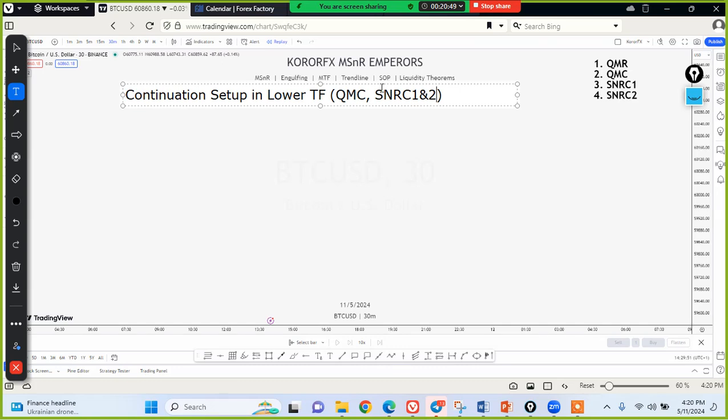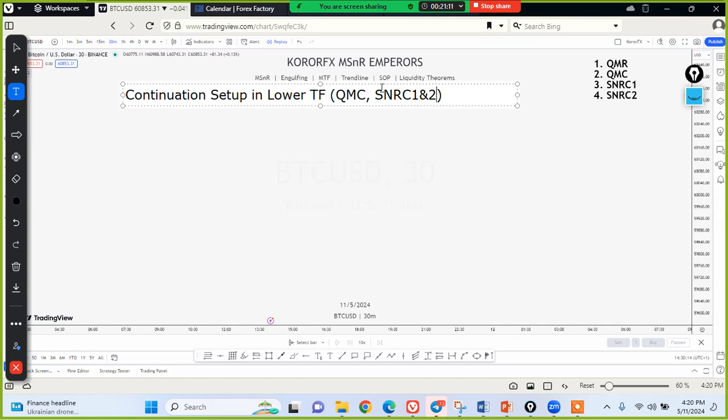So I'm now teaching you continuation setups that are in lower time frame. We will use only 3 setups: QMC, SNRC1, and SNRC2. Are you guys getting me? Yeah. All right. So now let me show you the diagram of QMR.